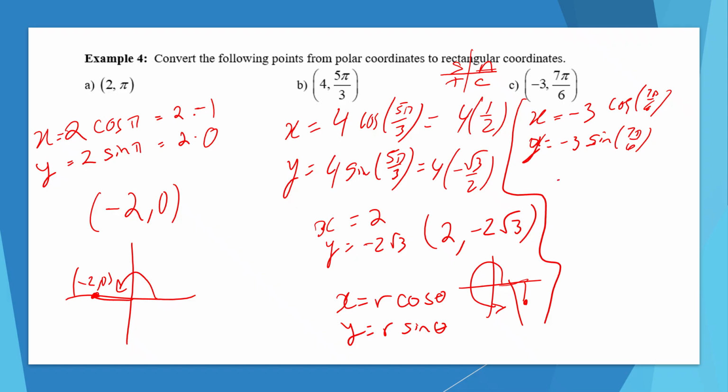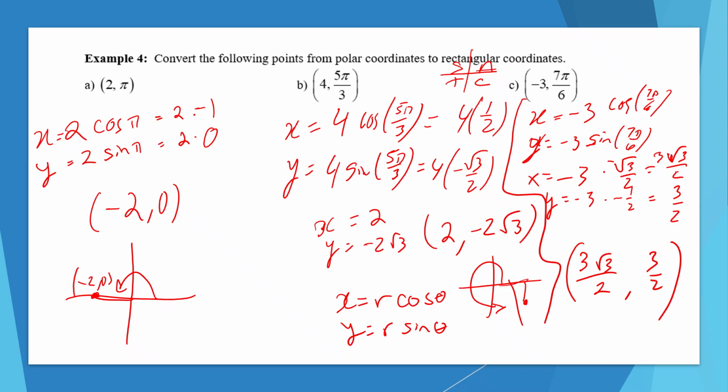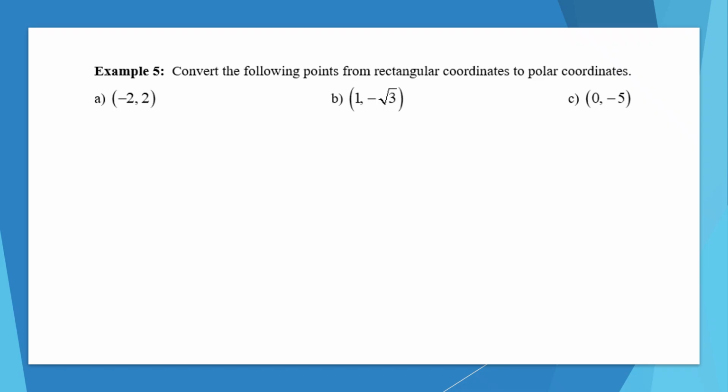All right, so we have -3 for r, so x is -3 times cosine 7 pi over 6. That is going to be -√3 over 2 times -3, which is just 3 √3 over 2. And then y is -3 times -1/2. This is just positive 3 over 2. So our coordinates here should be 3 √3 over 2, 3 over 2 is our x, y coordinates for example 4. All right, example 5. Convert the following points from rectangular to polar. So here we have -2 and 2.